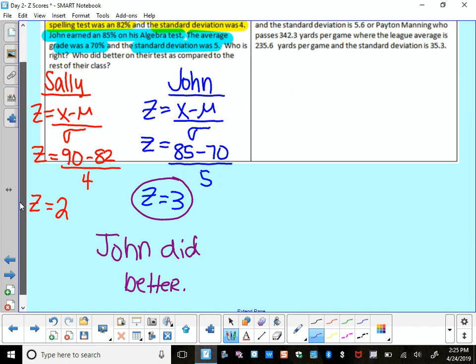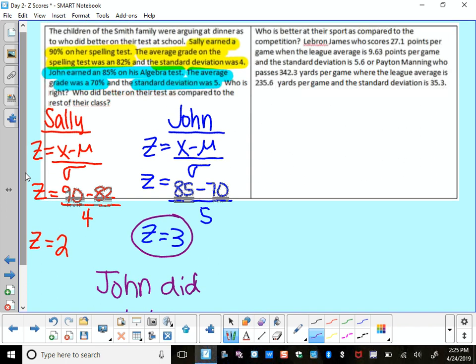Now, I want you guys to do the next one. Let's read it together. Who is better at their sport as compared to the competition? LeBron James, who scores 27.1 points per game when the league average is 9.63 points per game and the standard deviation is 5.6, or Peyton Manning, who passes 342.3 yards per game when the league average is 235.6 yards per game and the standard deviation is 35.3.